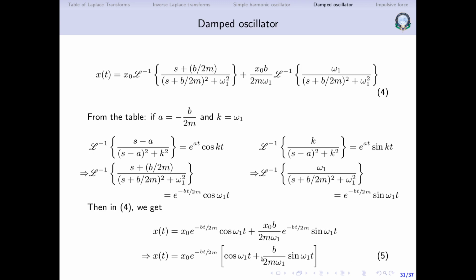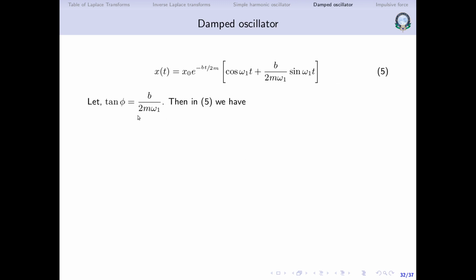We'll try to simplify this even further. We'll define a quantity phi such that tan of that phi is equal to whatever you are multiplying with the sine term here, b by twice m omega 1. So x of t is equal to x naught e to the power minus bt by twice m, cos omega 1 t plus tan phi sine omega 1 t. Tan is nothing but sine by cos, so sine phi by cos phi.